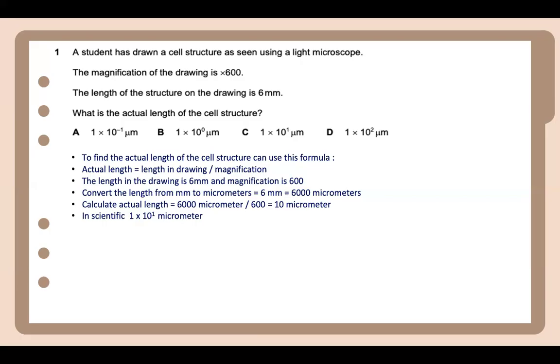The length in the drawing is 6 mm, which is given in the question, and the magnification is 600. It's also given in the question. Convert the length from mm to micrometer. 6 mm is equivalent to 6,000 micrometer. Then you have to calculate the actual length using the formula given above. 6,000 micrometer divided by 600, you get the value of 10 micrometer. So the answer will be C.